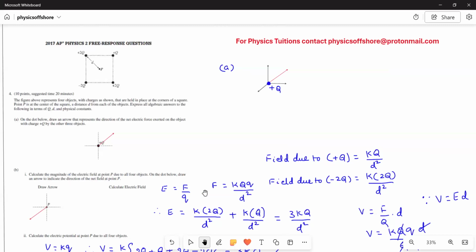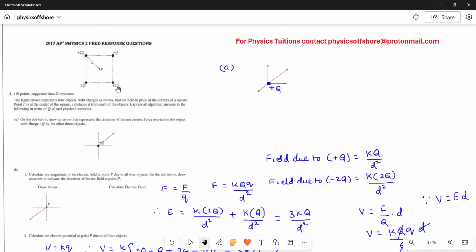Electric force. We know we can find the magnitude of the force using Coulomb's law. F is equal to kq by d square. Now we have to find the direction of the electric field at P. Am I right? Now, what is the direction?